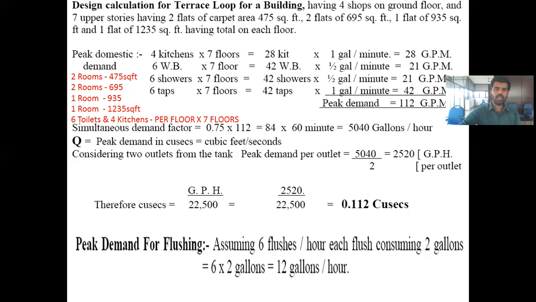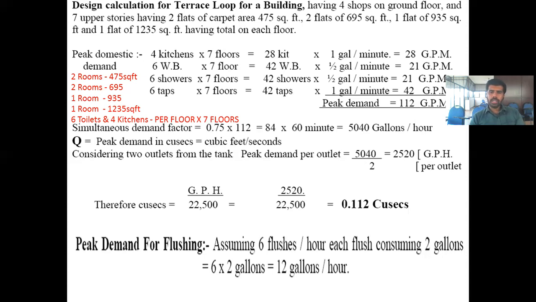So let's see how many kitchens and how many toilets there are in each floor. 6 toilets and 4 kitchens are there in each floor. So in total there are 7 floors. So first we are going to find out the peak domestic demand, that is, how many gallons per minute, or how much water you need.